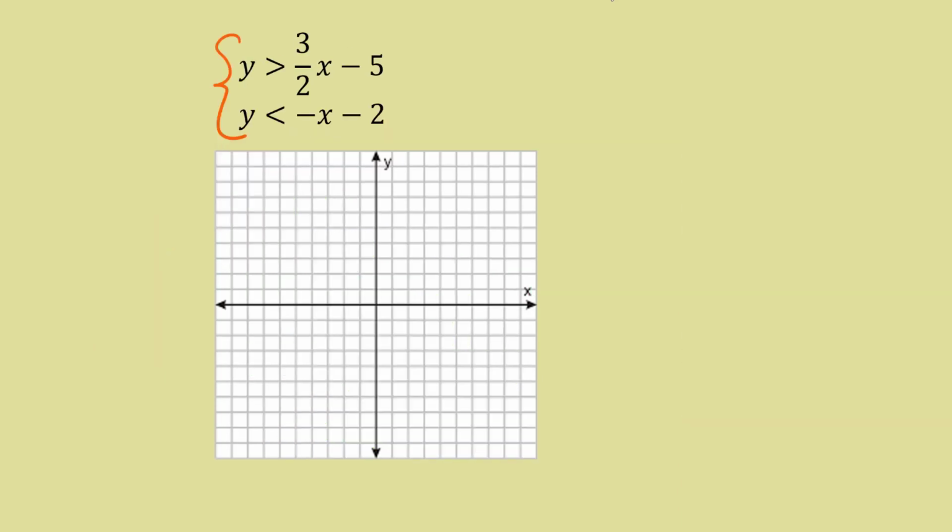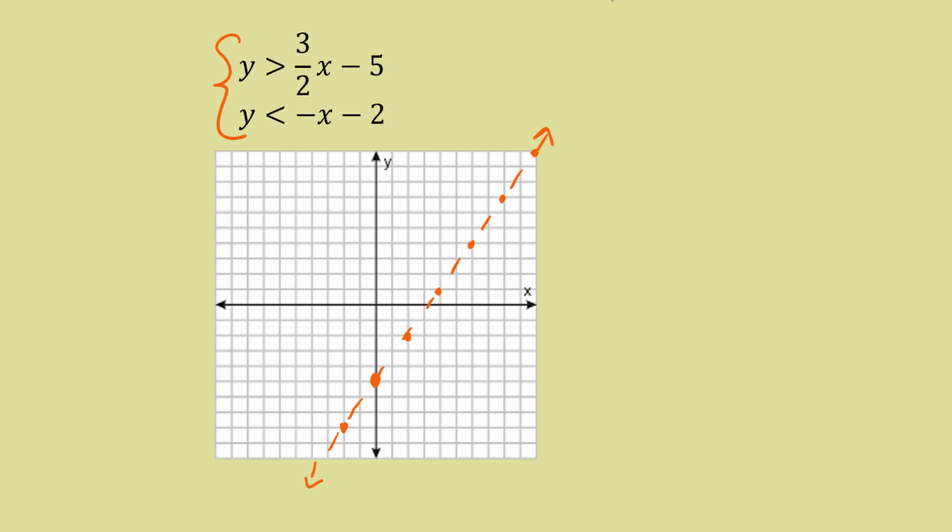All right, this time we have an actual system of equations. So y is greater than 3/2 x minus 5, and y is less than negative x minus 2. Let's start by graphing that first one. Y is greater than 3/2 x minus 5. My beginning point is at 0, negative 5. And my slope is 3 over 2. So I'm going to rise 3, run 2. Go both ways. And I have a dotted line.